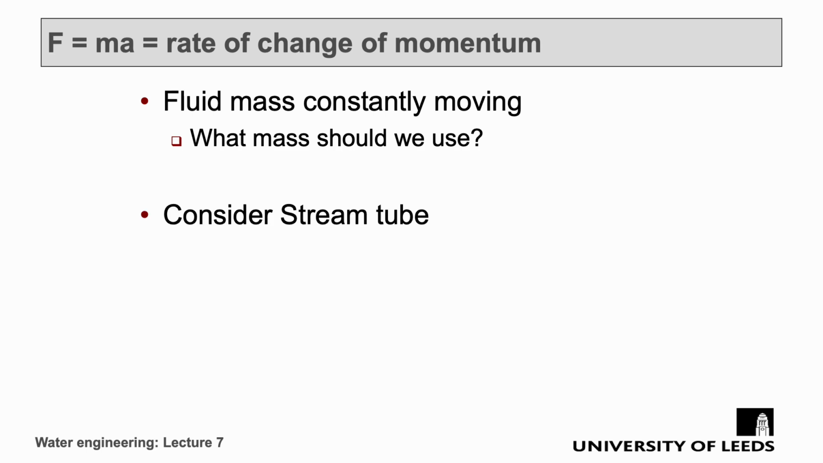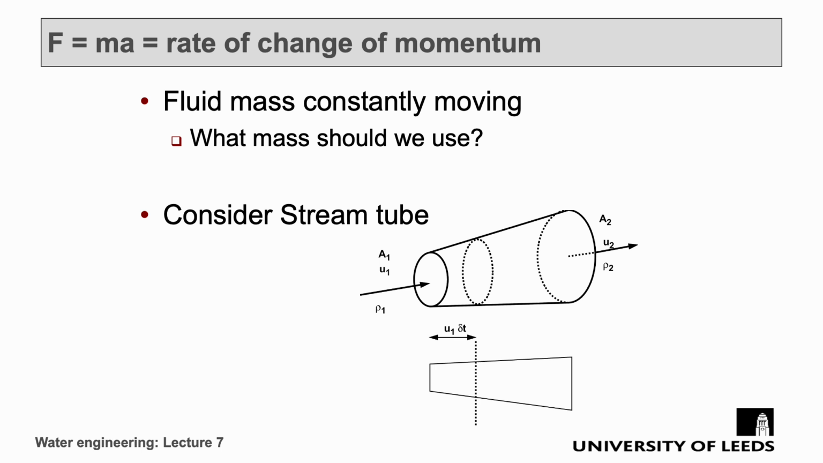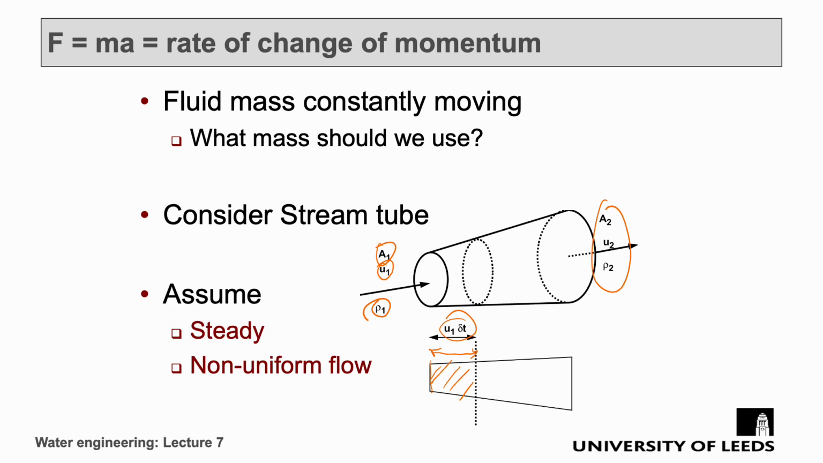What mass do we use for a fluid? Well, let's consider the stream tube. Fluid goes in at section 1 and comes out at section 2, and we've got density, velocity and area going in, and these coming out, and they've all changed. If we take a slice through that stream tube, velocity times time gives us the distance that any flow going in has moved in a time delta t, and we can look at the momentum of that volume and do some analysis.